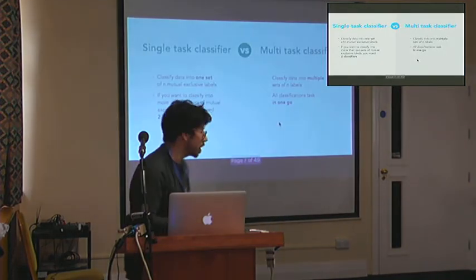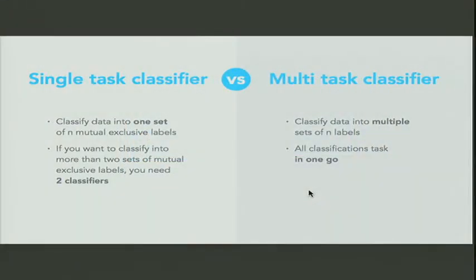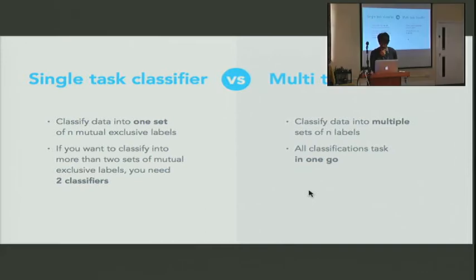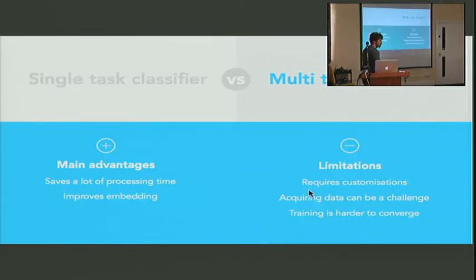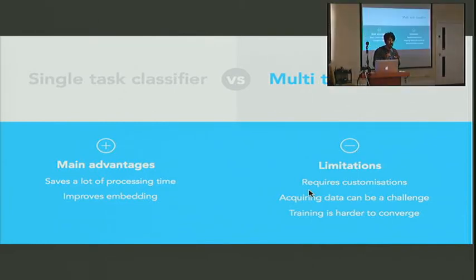As I explained, in a single task classifier, what you have is a set of n mutually exclusive labels that you're trying to classify into. If you want more than one set of labels, you need another classifier. While in multitask, what we expect, and I will show you some results in the end, is to classify into multiple sets of labels in one go. This hopefully will save a lot of processing time and improve the embedding, or the vector representation. But Keras and Caffe are not exactly made for that, so you need to do a bit of customization.